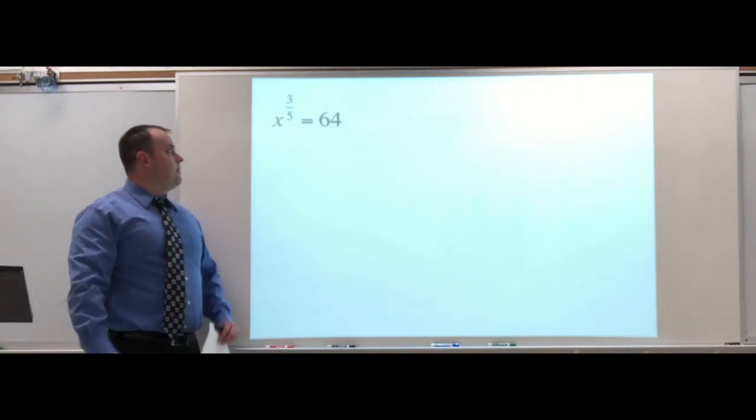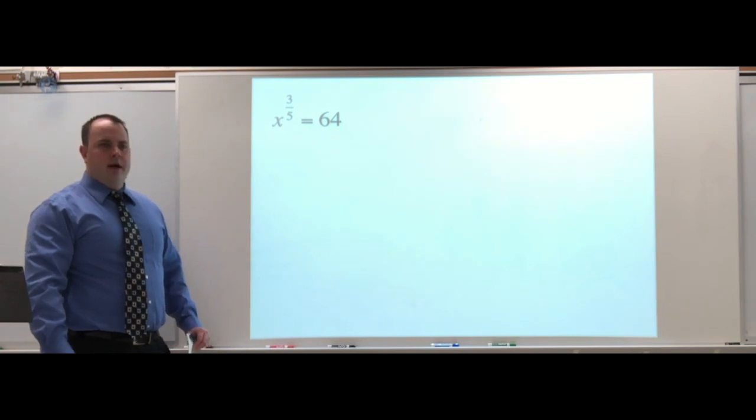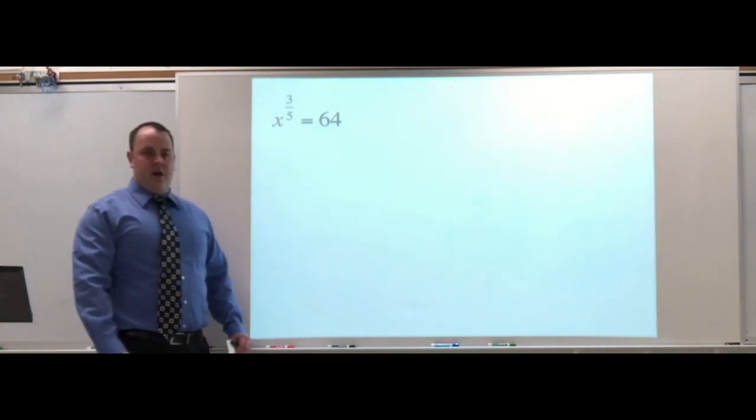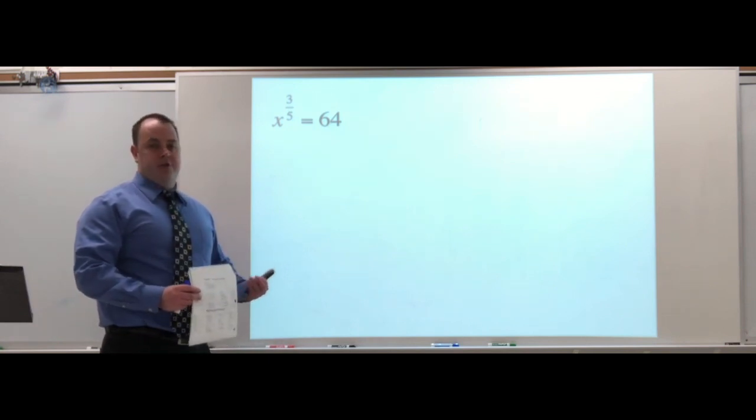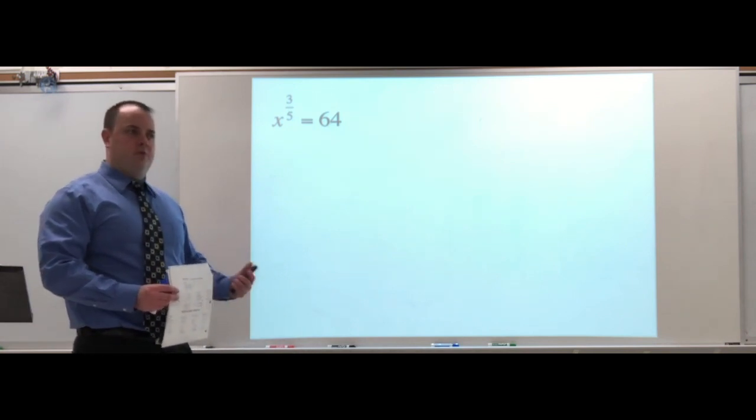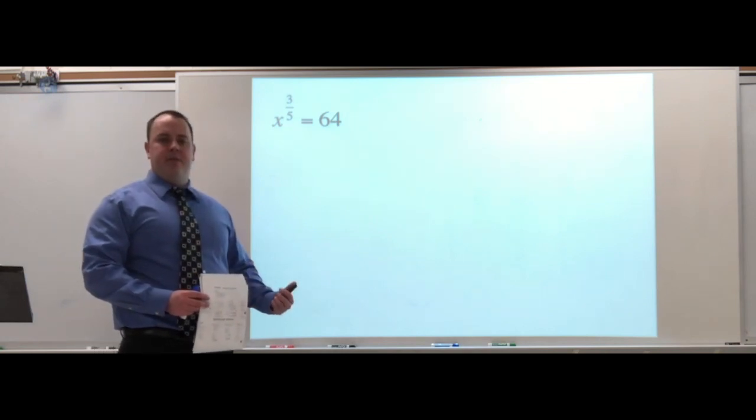Now we have x to the 3/5 equals 64. Okay? Now we have a fraction in our exponent. Now, there are ways of rewriting this that we haven't gone over yet. We actually go over that in 7.2. And after you see that, you might like that method a little better.